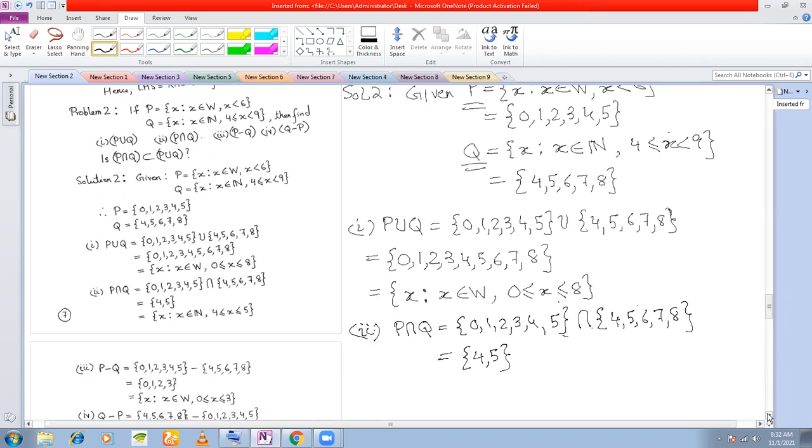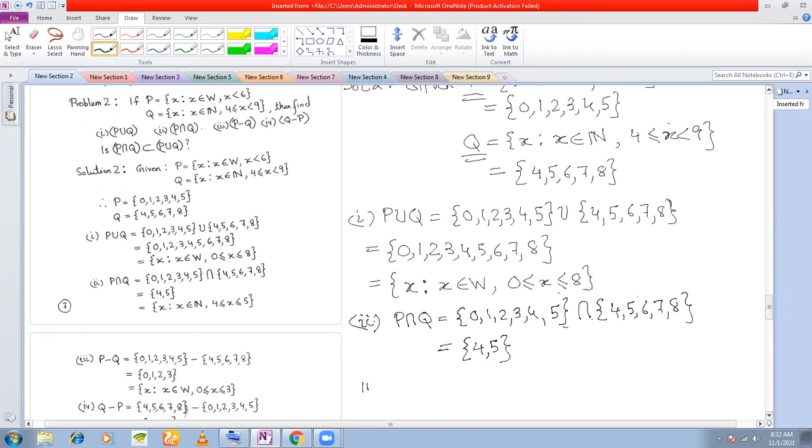Okay. Next question is P minus Q. And obviously you need to write this in set builder form. So how will you write 4, 5 in set builder form? X such that x belongs to, you can take either W or you can take N also, no problem. Clear? You can write this in set builder form in this manner.